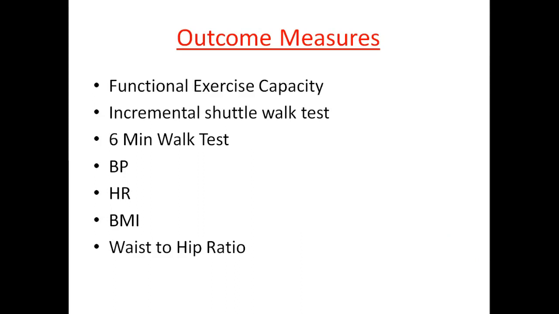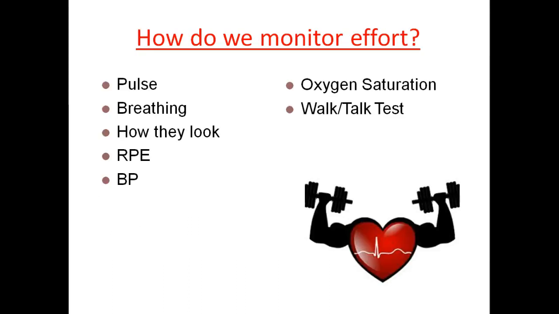Okay, so the outcome measures that we might use will be functional exercise capacity. We might do an incremental shuttle walk test, 6-minute walk test. Obviously the metrics of blood pressure and heart rate, part of your vital statistics. We can measure body mass index, which is your weight over your height squared. It gives you a numerical value. And we'll also look at waist to hip ratio. Okay, if your waist is greater than your hips, then we need to be doing something about your central adiposity.